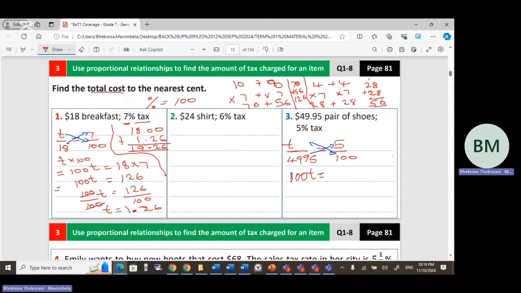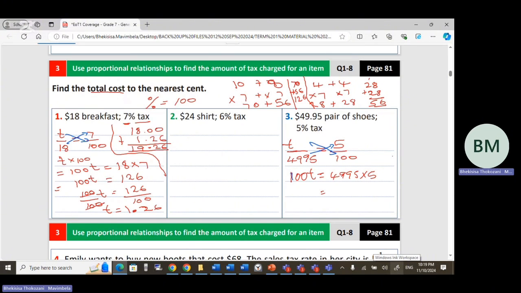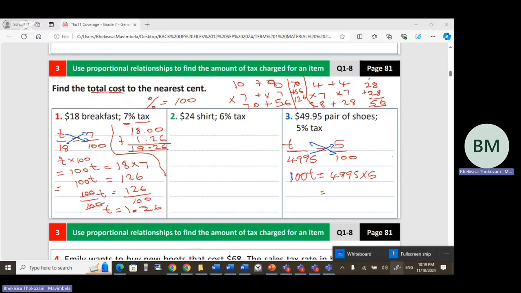Now, these numbers are huge, right? So we need to say 499 5 multiplied by 5. So that's a big number. So let's try to see how we can find the answer for that one.